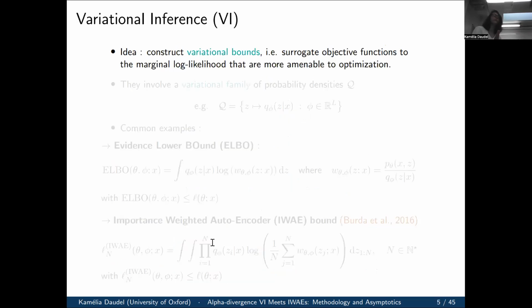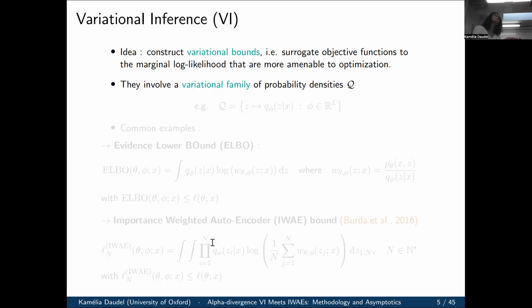So for those of you who might not be familiar with variational inference, this slide is just to give the few insights that will be required to understand the talk. Basically, the main idea of variational inference in the context of what we're trying to do is to construct what I will refer to as variational bounds. That is to say, surrogate objective functions to the marginal log likelihood that are easier to optimize. I've seen that it's difficult to try to maximize my marginal log likelihood. So let me try to find an alternative objective function which will be easier to work with.